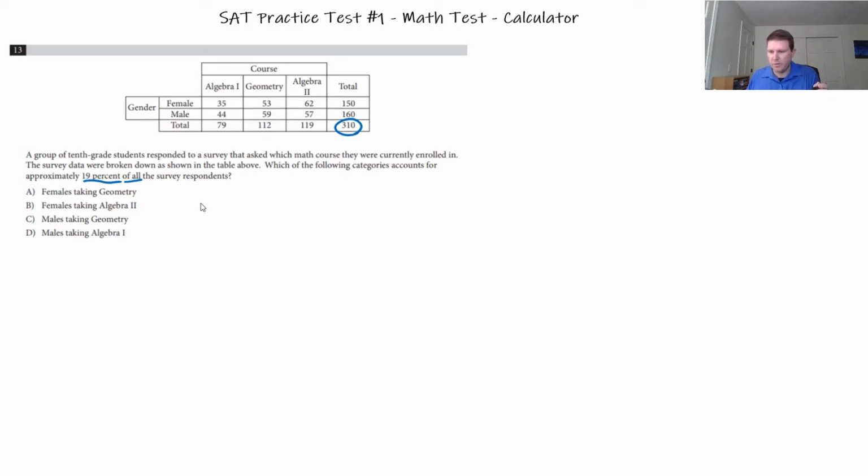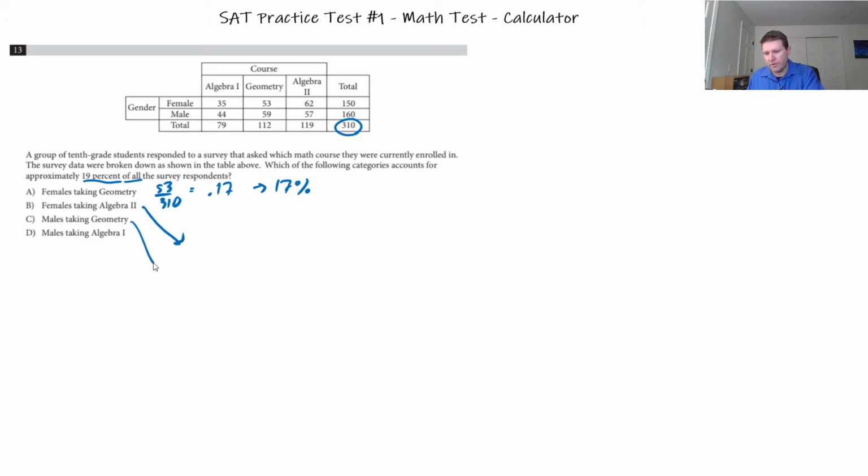I'm going to show you guys both, but basically, the first way is if you look at females taking geometry, females, geometry, that's 53 out of 310. So you can just build the fraction yourself and then do 53 divided by 310 on your calculator, and you'll end up getting 0.17, which means 17%. Okay, that's pretty close to 19%, but we should keep going and see which one is closest.